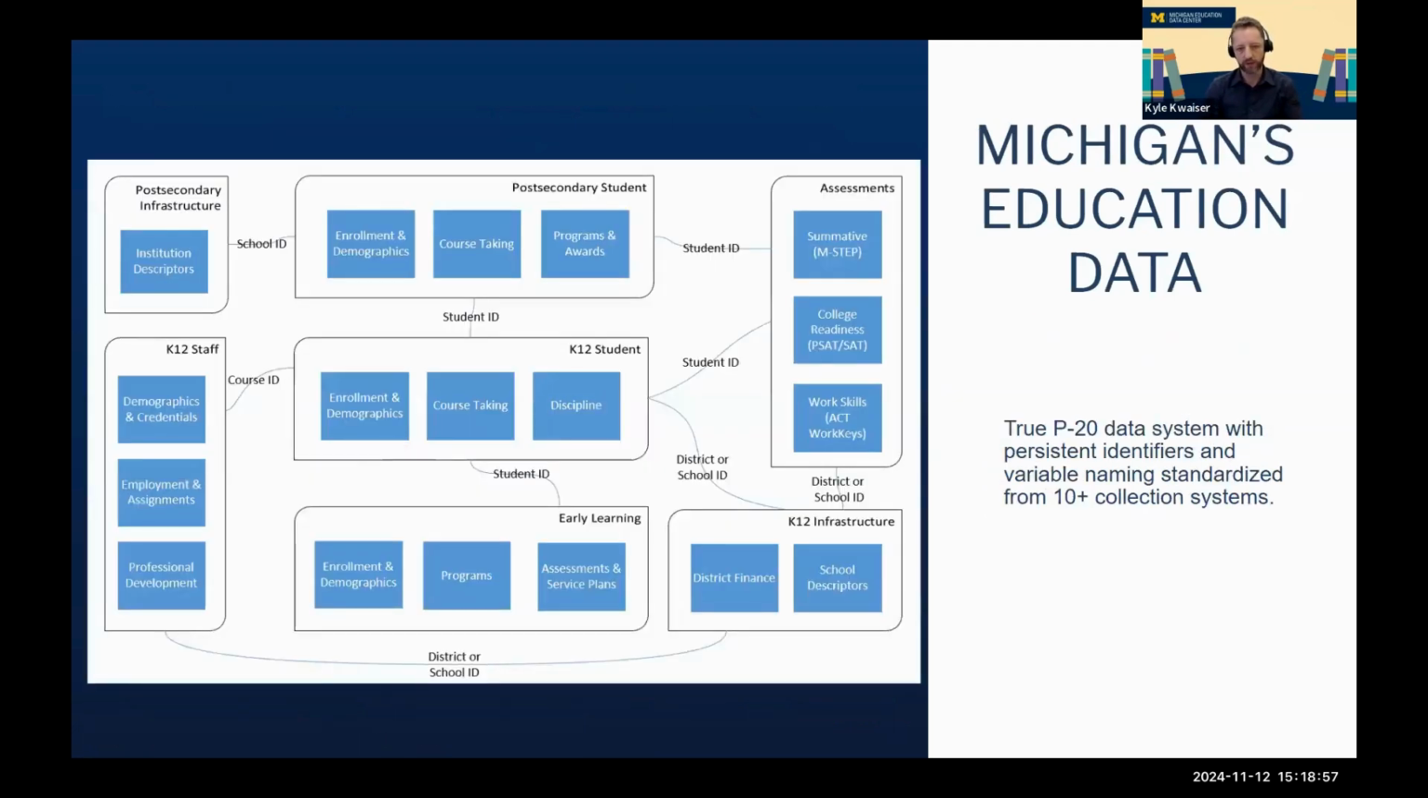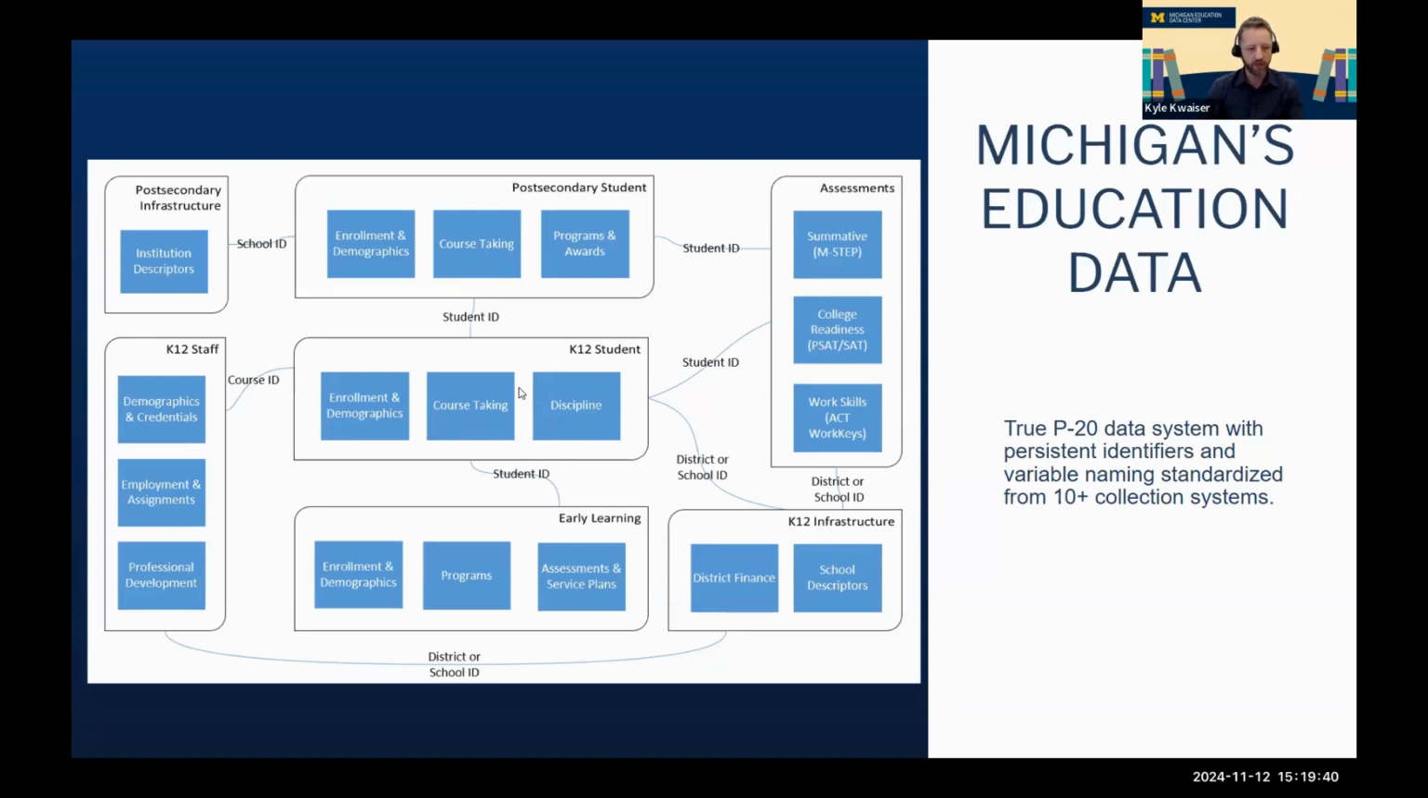Okay, so what do we hold? What are the holdings? What does the state send over to us? So this is a true P20 system. So we have students, youths actually, spanning from 0 to 1 years of age up until the post-secondary. And what we have is standardized data formats of 10 plus collection systems that our partners, CEPI, run. So data flows in from the districts and institutions to our partners at the state level. The data gets flattened out, standardized and documented, and then sent to the Michigan Education Data Center.